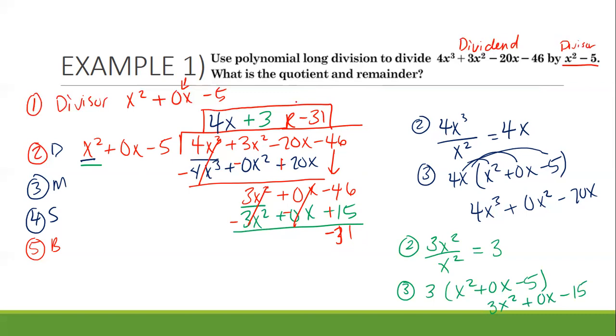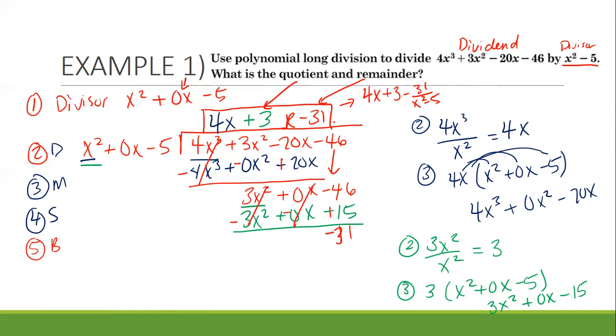Now, when you get into pre-cal, you will write this differently. When you're in pre-cal, you will write this as 4x plus 3 plus, not plus, minus 31 over x squared minus 5. That will be your grown-up answer. But for us, can you identify the quotient? Can you identify the remainder?